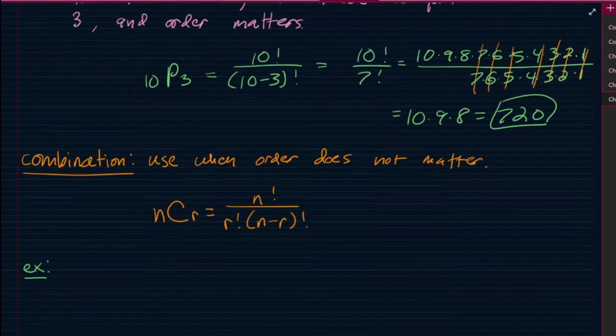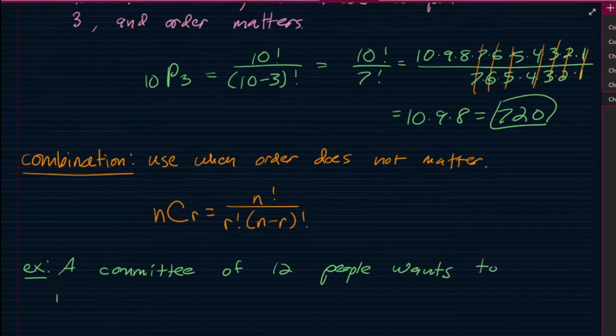So let's say a committee of 12 people wants to make a subcommittee of 3 people. How many ways could they do this?